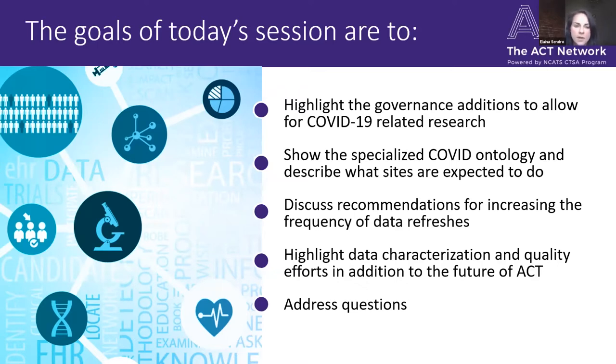We'll talk through a few recommendations for increasing the frequency of data refreshes. Right now, most of you I know are only refreshing your data once a month. I shouldn't say only. I know that can be a lift. So we'll talk about what we're expecting in the production network moving forward, or at least what we hope you can plan to attempt to do in the coming months as far as increasing the frequency of data refreshes on your production node. And then we'll highlight some future items, namely around data characterization and quality, and then even skip ahead to the future of ACT.